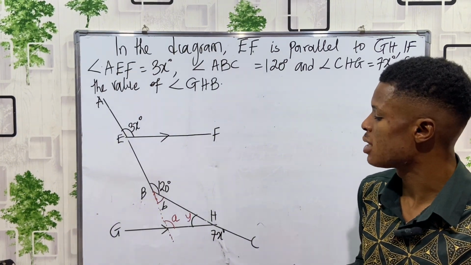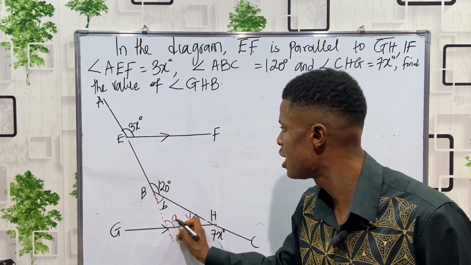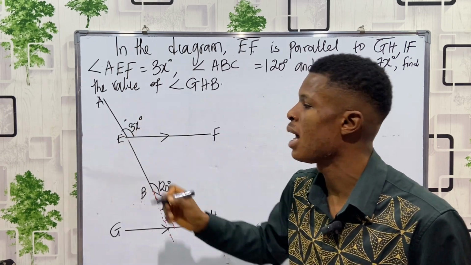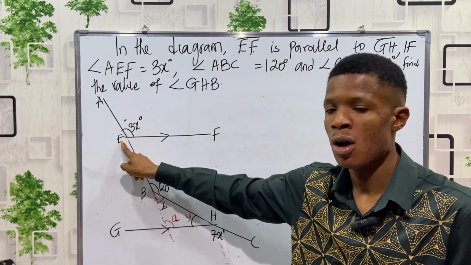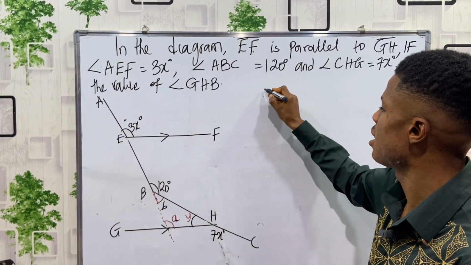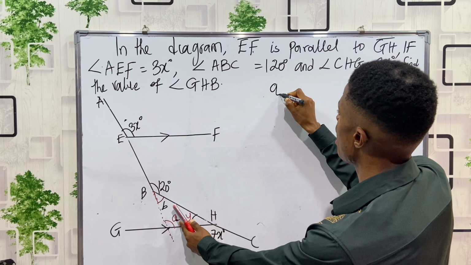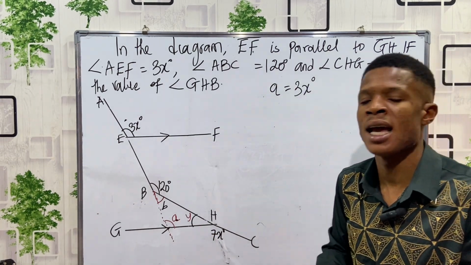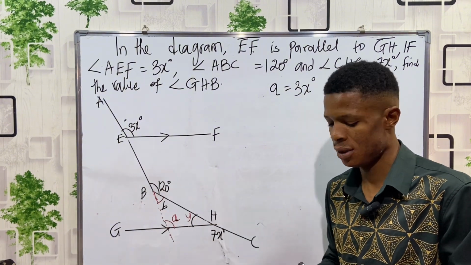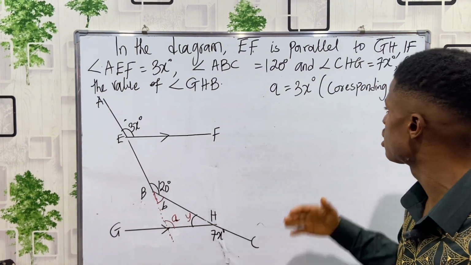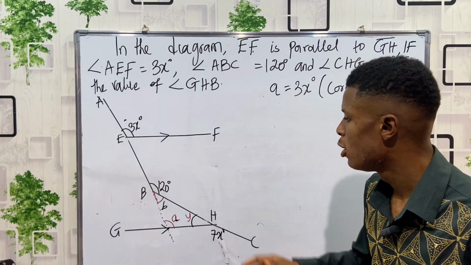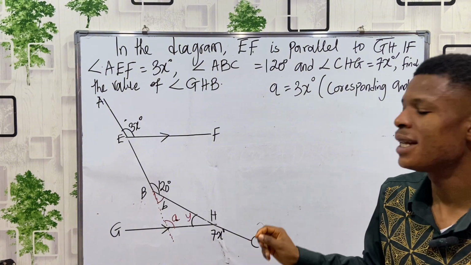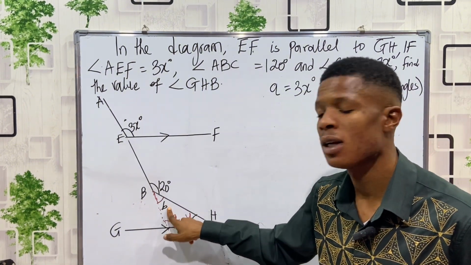Since that cuts it, the angle here is a corresponding angle. The angle here is corresponding to this particular angle at point E. So we can now simply say that A is equal to 3x degrees, because they are corresponding angles. And corresponding angles are equal.